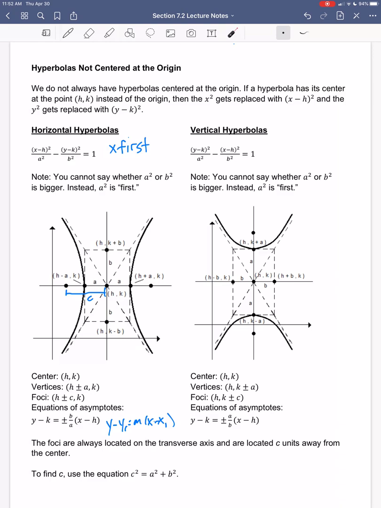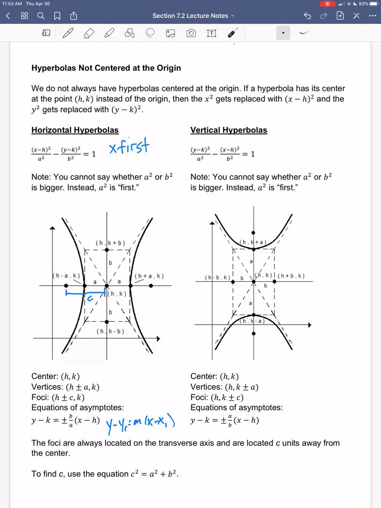The slope, the easiest way to find the slope is just to think about this box. What happens if you move from the center of the box to a corner? You have to go up b and over a, or up b and over a this way. One of them is a positive slope, the other is a negative, but for both, my change in y is b and my change in x is a. It's either positive a or negative a. So that's where this slope comes from.